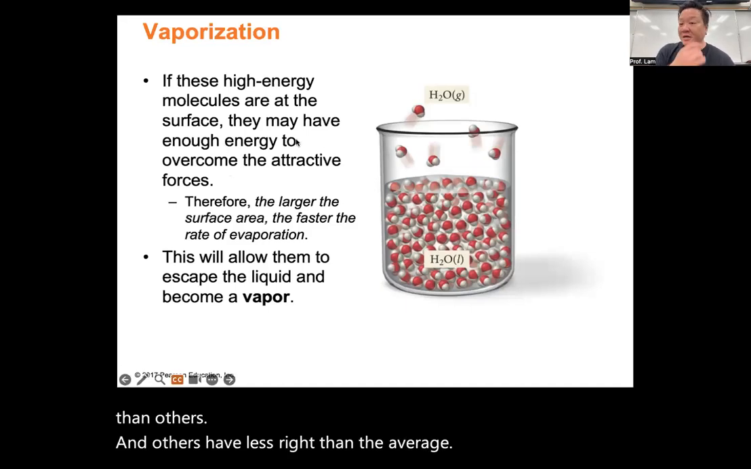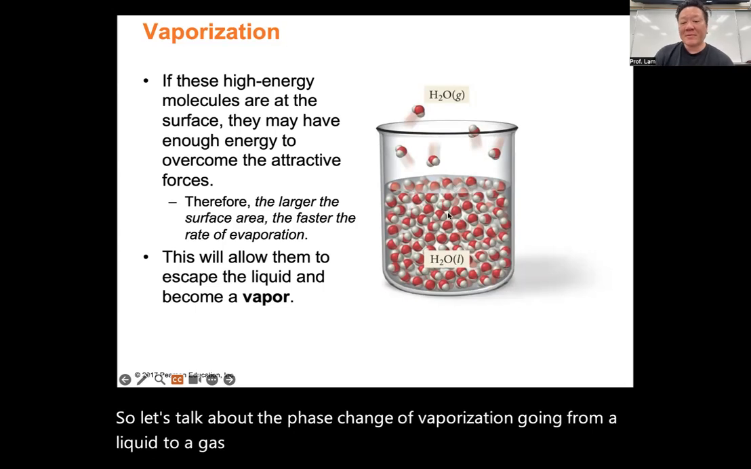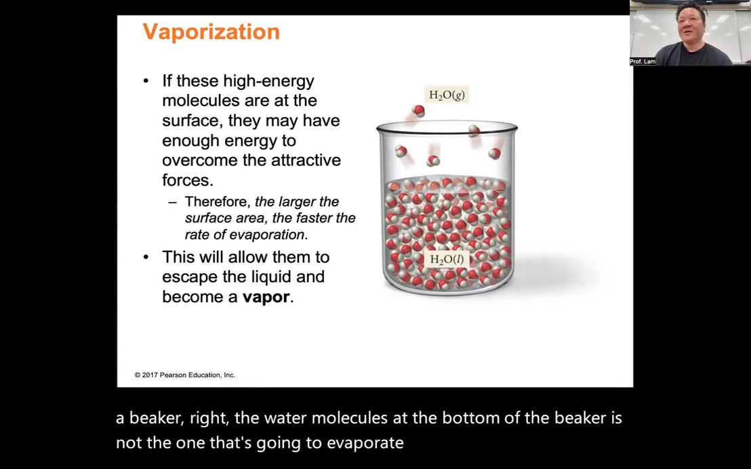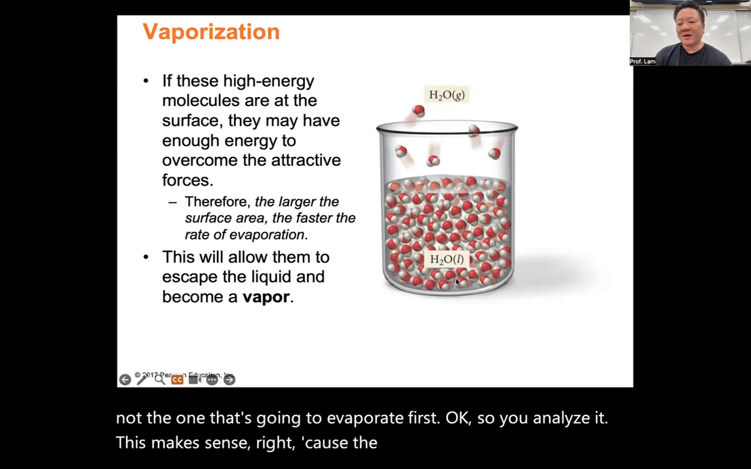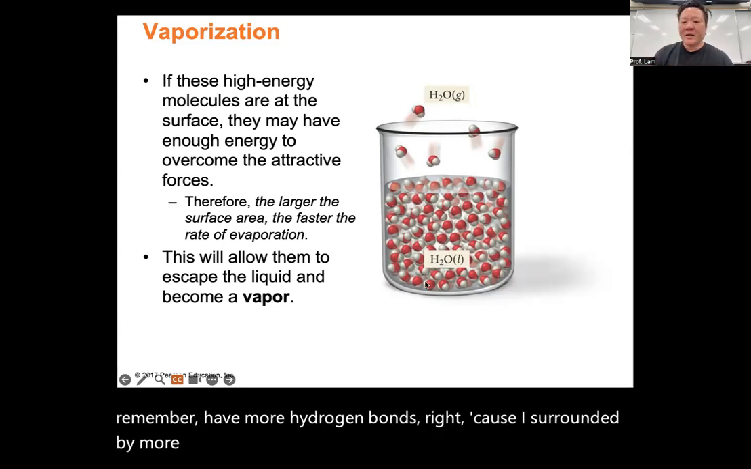So let's talk about the phase change of vaporization, going from a liquid to a gas. So how is that happening? Well, if you have water in a beaker, the water molecules at the bottom of the beaker are not the ones that are going to evaporate first. If you analyze it, this makes sense, right? Because the water molecules at the bottom, remember, have more hydrogen bonds, because they're surrounded by more water.